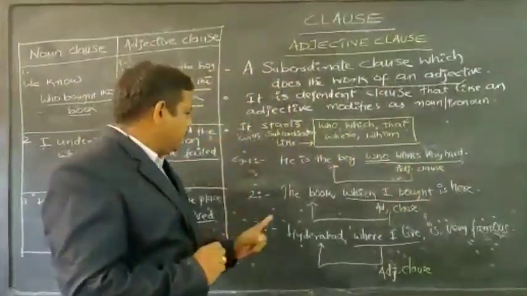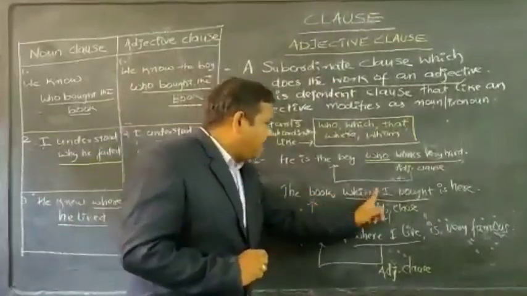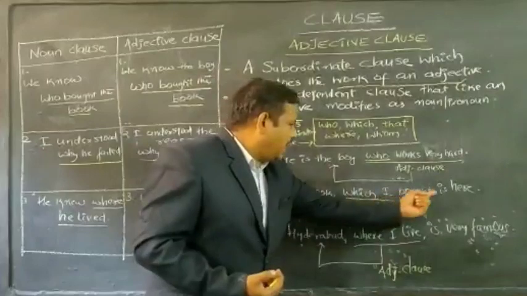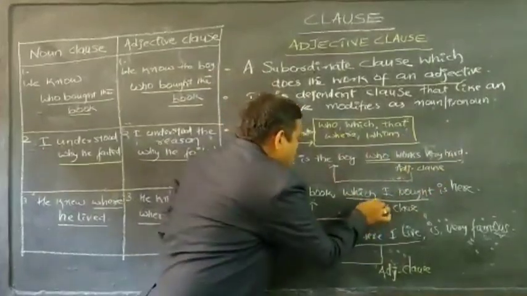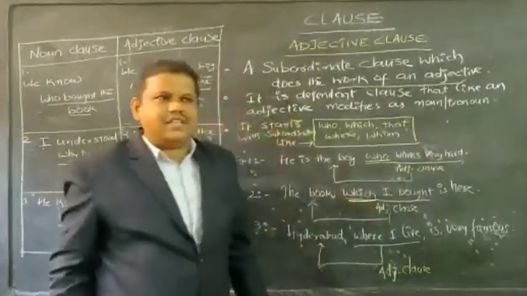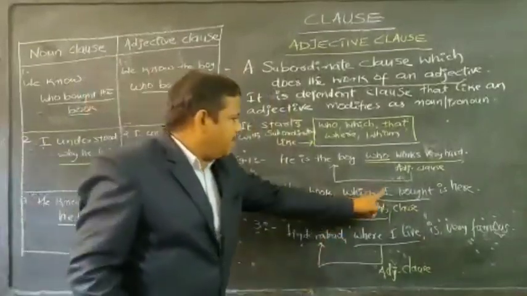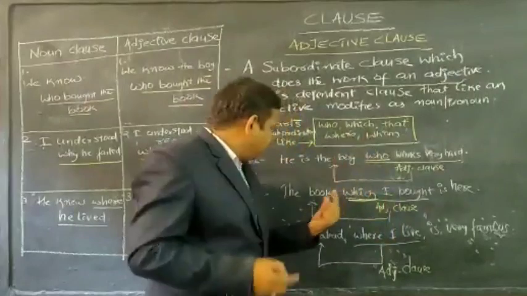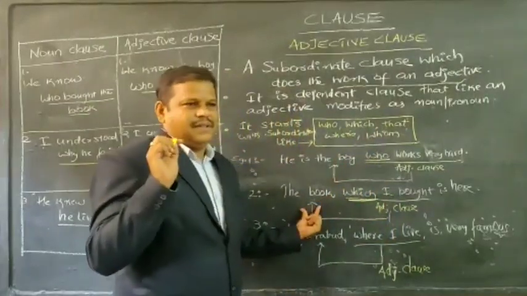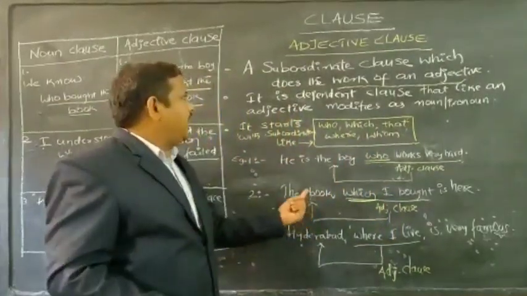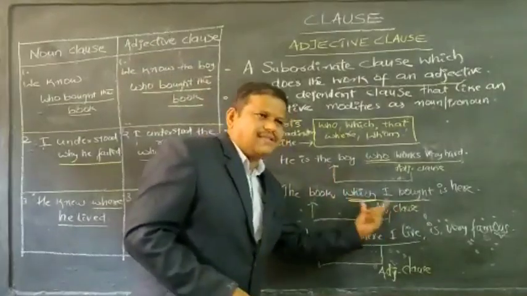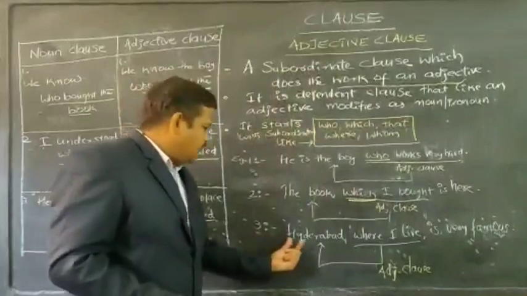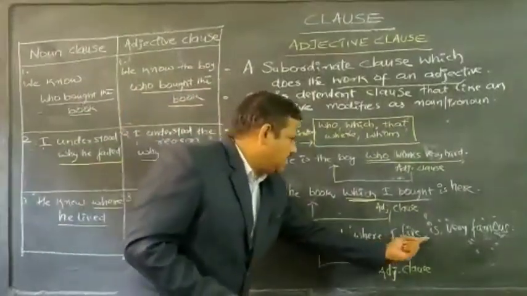Take another example. The book which I bought is here. Now, what is the subordinator which we are using here? Which is the subordinator. Which I bought is the adjective class, which is giving the information about a book. So, easily we can find out that this part is the adjective class and we are talking about a book. The third example: Hyderabad, where I live, is very famous.